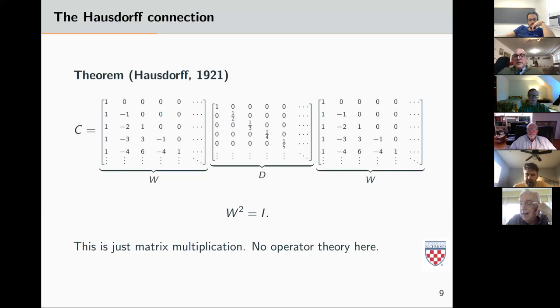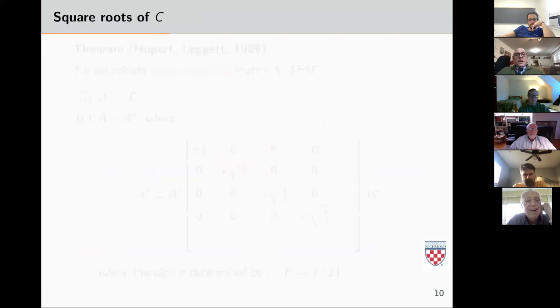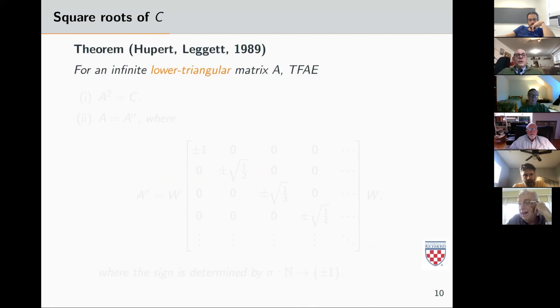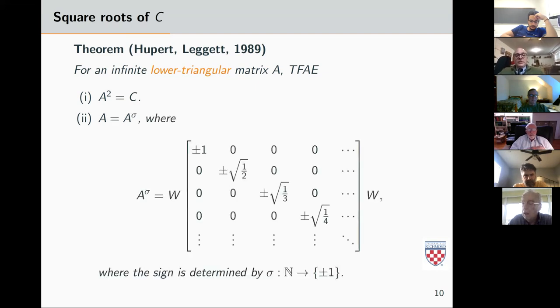But there's still a lot of work to be done. First of all, there's this beautiful theorem of Hubert and Leggett, which says that if I have any infinite lower triangular matrix A, and I can't emphasize this enough, lower triangular, then the following are equivalent: A is a square root of the Cesaro matrix, and A is actually equal to these factorizations that I talked about.